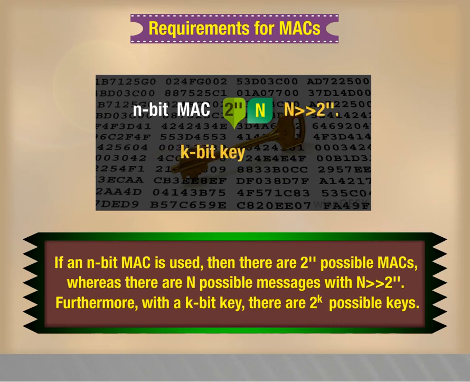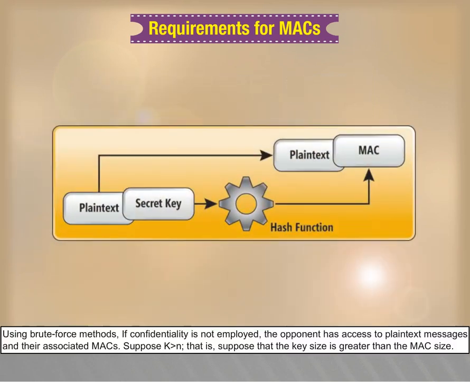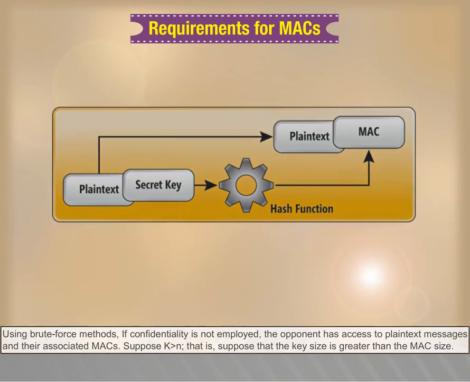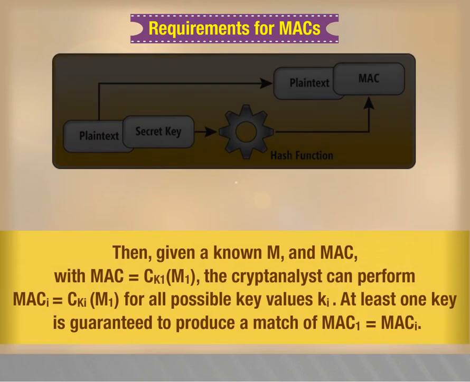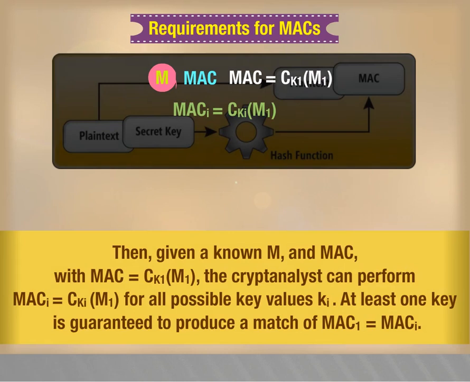Furthermore, with a k-bit key, there are 2^k possible keys. Using brute force methods, if confidentiality is not employed, the opponent has access to plaintext messages and their associated MACs. Suppose k is greater than n, that is, suppose that the key size is greater than the MAC size. Then, given a known M1 and MAC1, with MAC1 equal to C_K1(M1), the cryptanalyst can perform MAC_i equal to C_Ki(M1) for all possible key values Ki. At least one key is guaranteed to produce a match of MAC1 equal to MAC_i.